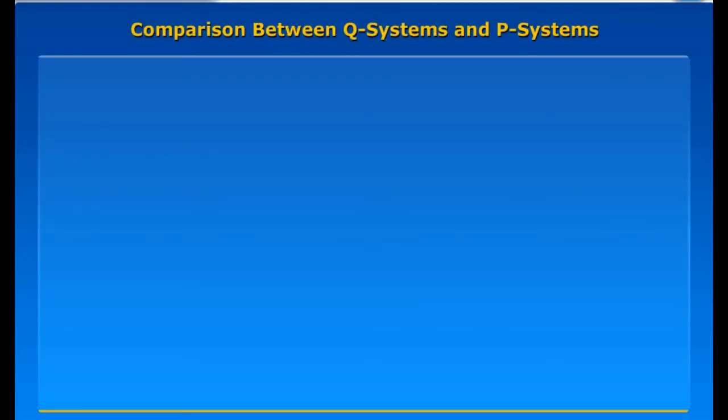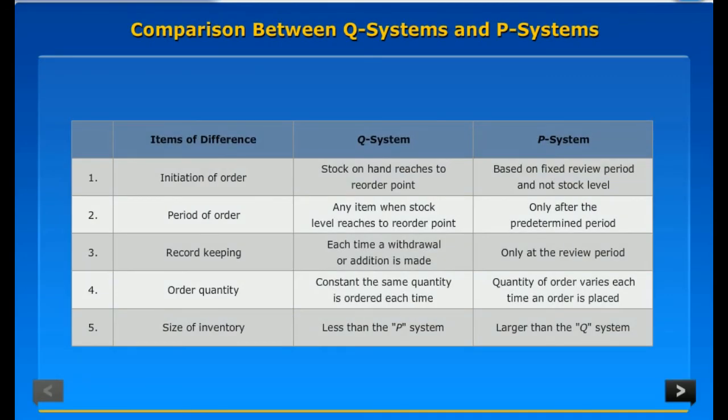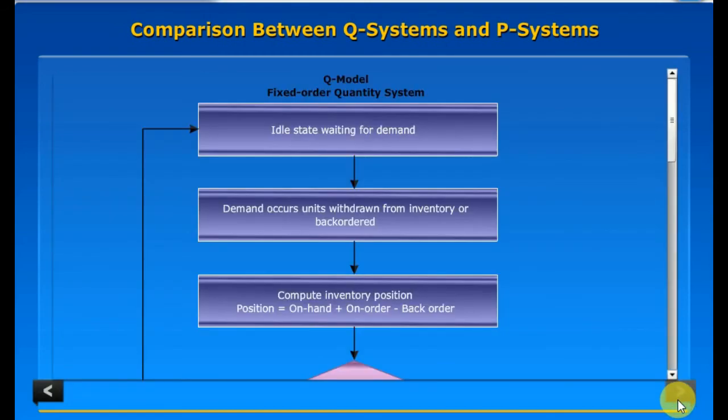Comparison between Q systems and P systems. Comparison between Q systems and P systems is shown on the screen. Q model, fixed order quantity system, and P model, fixed time period reordering system, is displayed on the screen.